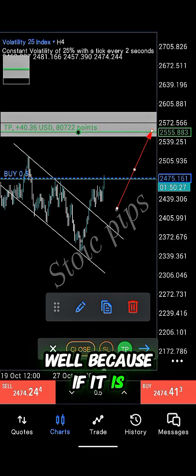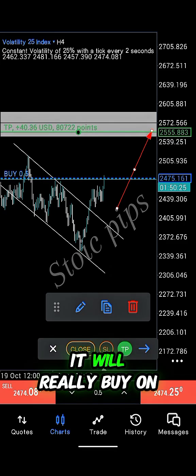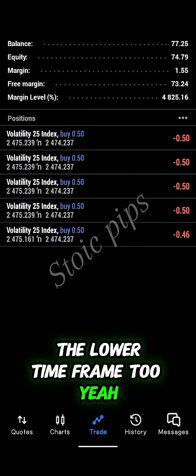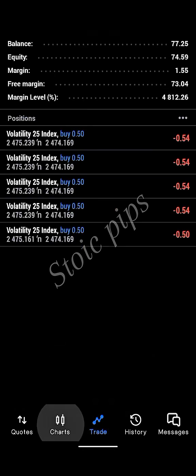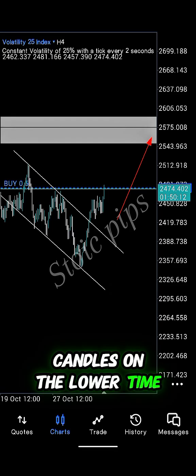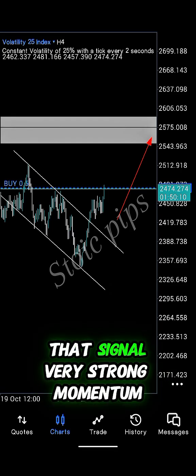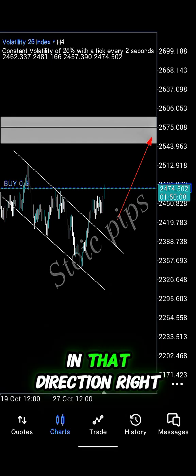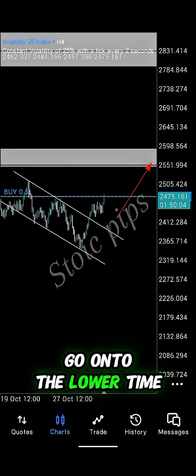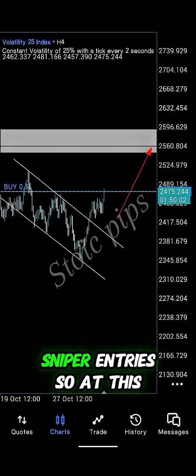Or, if it is on a strong buy, it will really buy on the lower time frame too, leaving a lot of strong marubozu candles on the lower time frame, and that signals very strong momentum in that direction, right? So that's why I go to the lower time frame to catch those sniper entries.